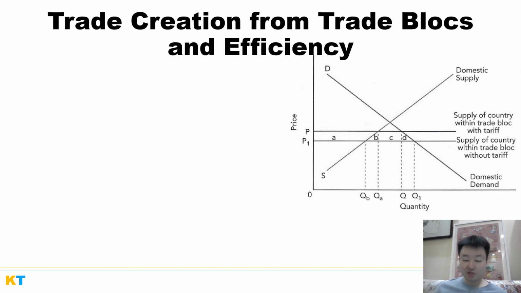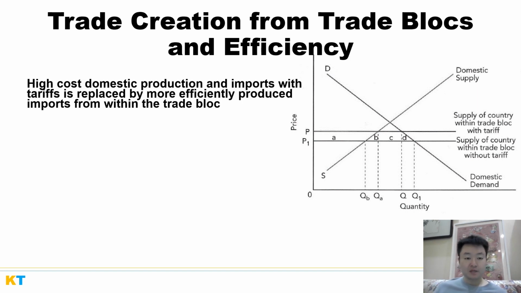Let's look at what actually happens. So in front of you see a graph, and we're going to explain what this graph means bit by bit. Okay, so first of all, high cost domestic production and imports with tariffs is replaced by more efficiently produced imports from within the trade bloc. That sounds good. It is good. Let's explain what this means.